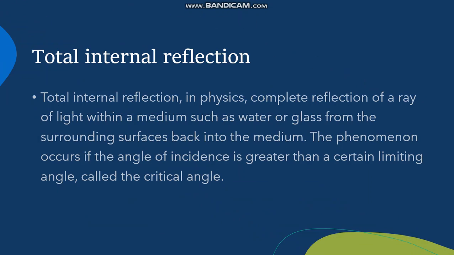Total internal reflection. Total internal reflection in physics is the complete reflection of a ray of light within a medium such as water or glass from the surrounding surface back into the medium. The phenomenon occurs if the angle of incidence is greater than a certain limiting angle called the critical angle.